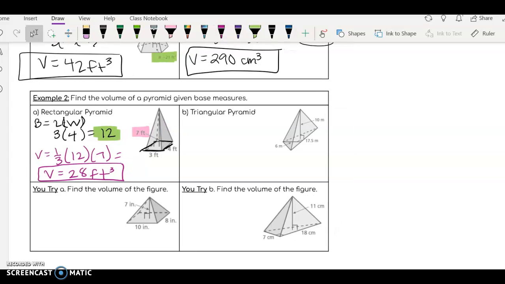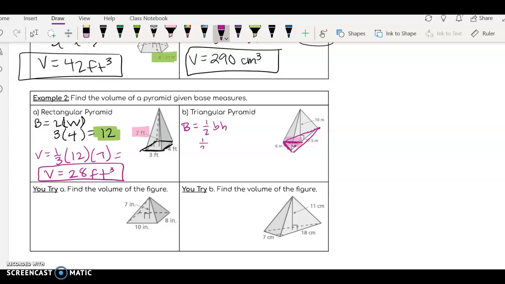So for B, we have a triangular pyramid. So that means my base is a triangle. So the area of a triangle is 1/2 the base times the height. Where this little square is at the bottom, right here, that's telling us that this is the height of my base. So my base height is 6.